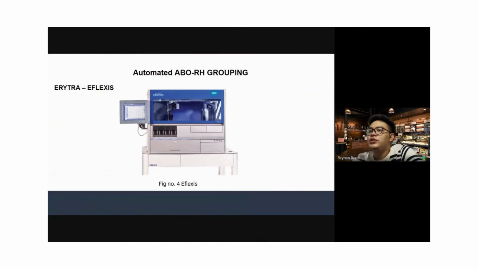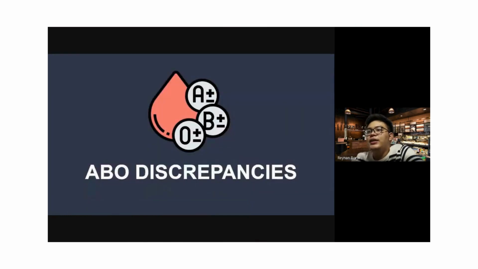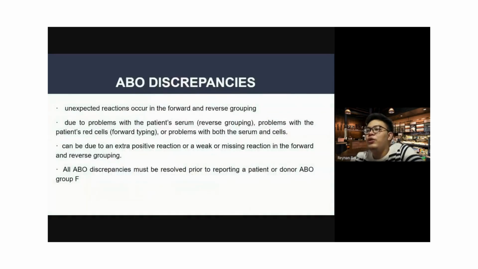Okay? So this is your inflexives. Next, under the ABO discrepancy na tayo. So ABO discrepancies are the unexpected reactions that occur in the forward and reverse grouping. It depends. Pag sinabing discrepant, parehas or nag-correlate si forward doon sa reverse grouping.